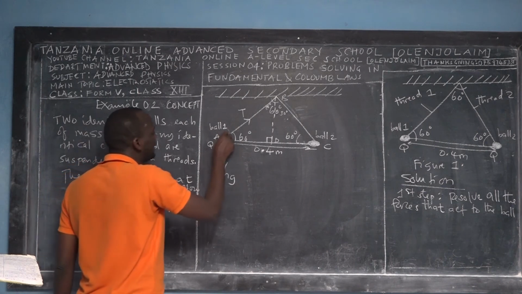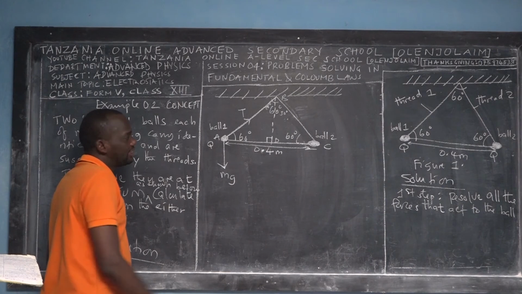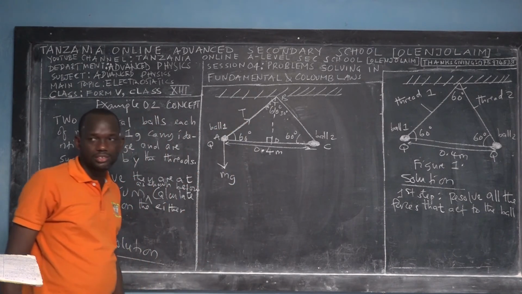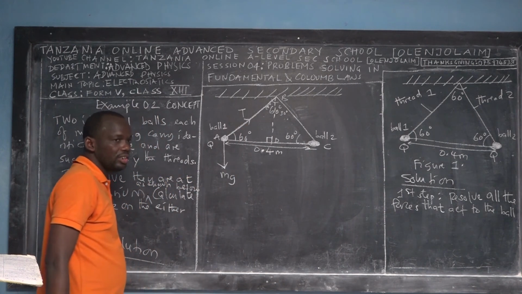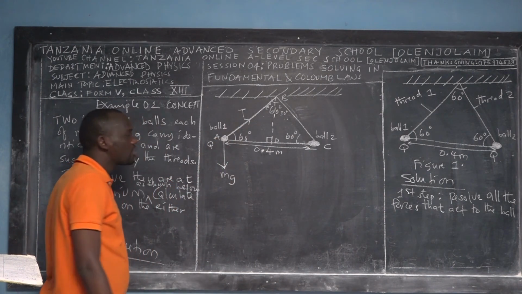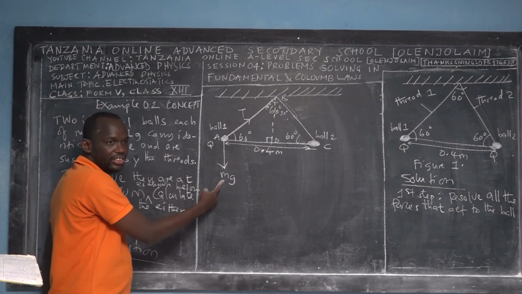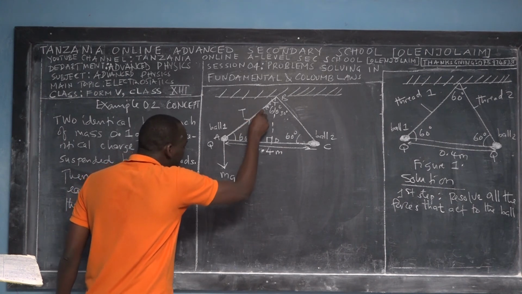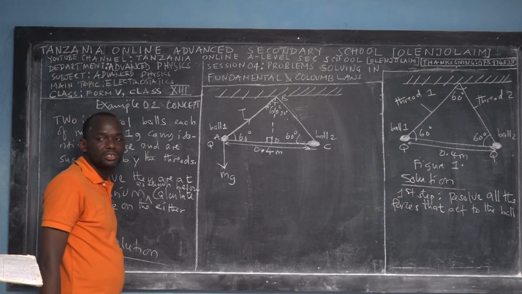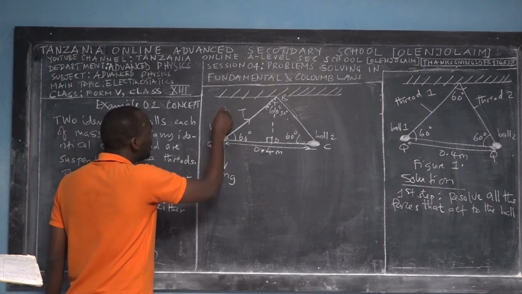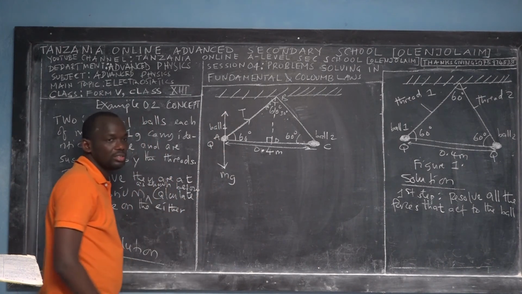Here the first force is the weight of the ball. The second force is the tension of the thread. But this tension of the thread is diagonal. It means that it's acting at an angle, not perpendicular like this one. So this tension has two components, a horizontal component and a vertical component. The vertical component of the thread acts perpendicular, balancing the weight.